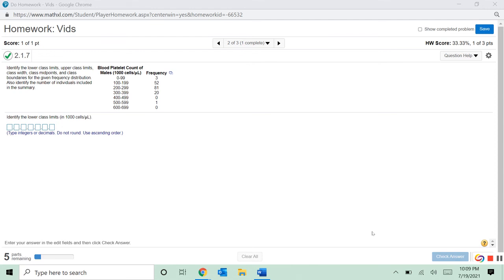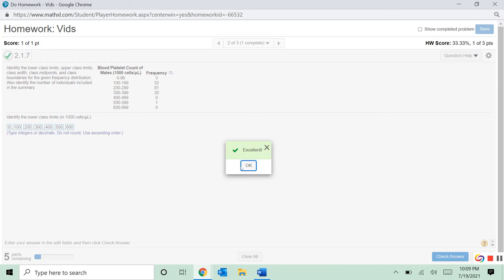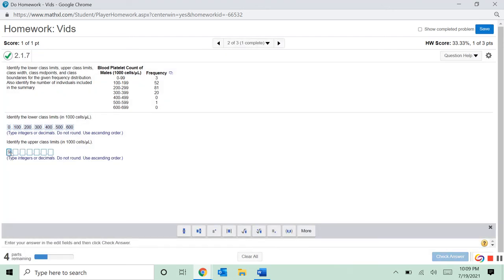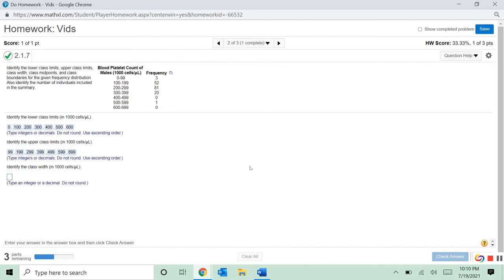So first, lower class limits, as we look at a frequency distribution. That's just the bottom number here. So in this case, it is 0, 100, 200, 300, 400, 500, and 600. Upper class limits are obviously the other end of the spectrum. So in this case, 99, 199, 299, 399, 499, 599, and 699. So that's our upper and lower class limits.